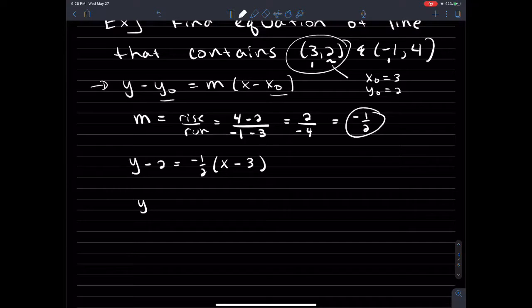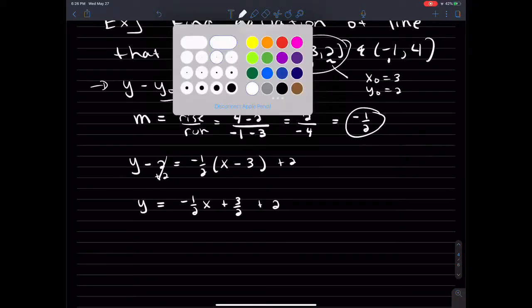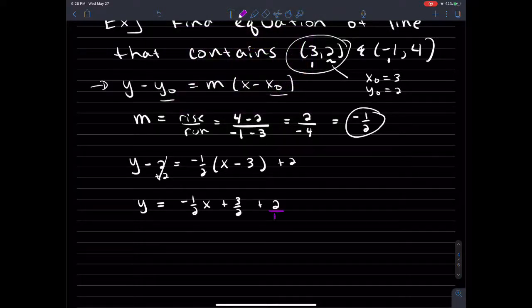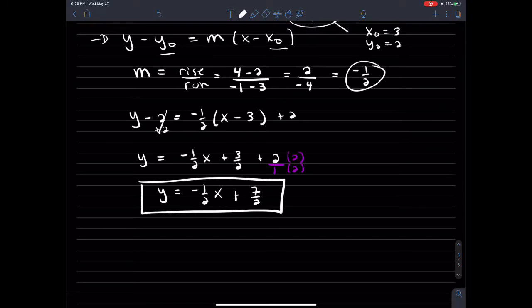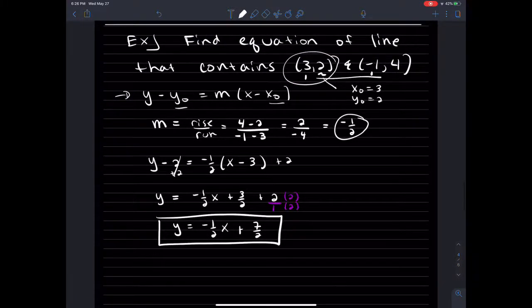Y, I'll add 2 to both sides, equals minus 1/2 x, distribute, it's plus 3/2 plus 2. We need to find a common denominator. So 2 over 2. So y equals minus 1/2 x, it's 4 plus 3 is 7/2. And that is our equation of our line that goes through both of these points.